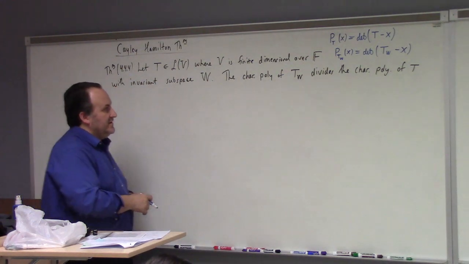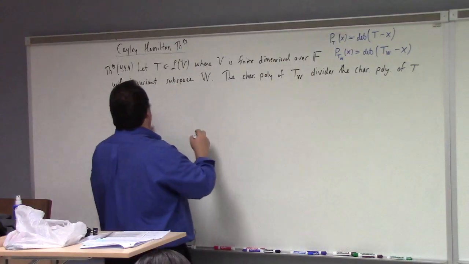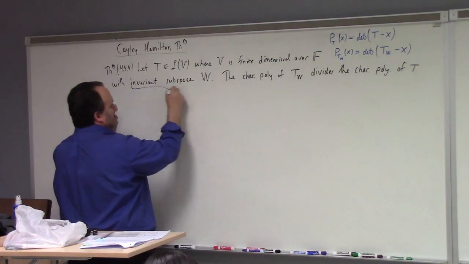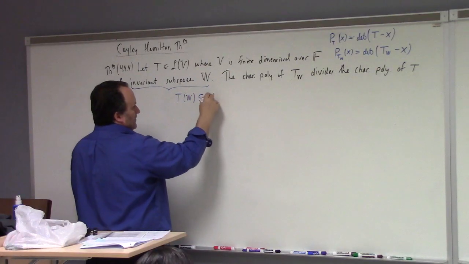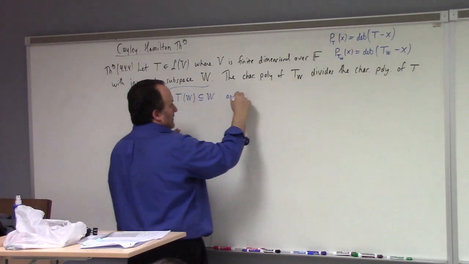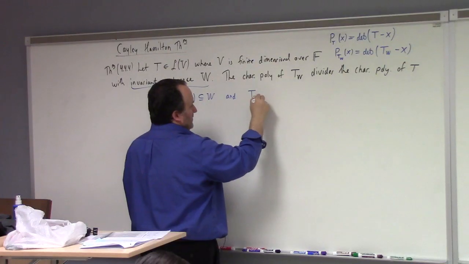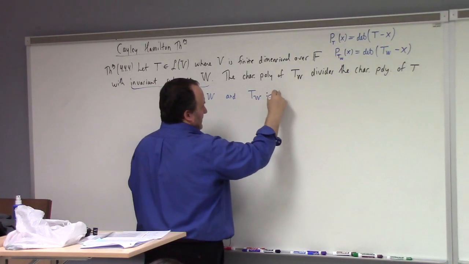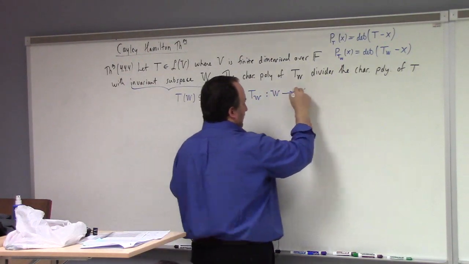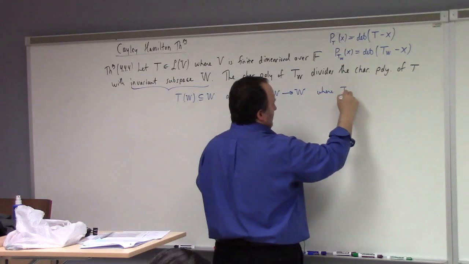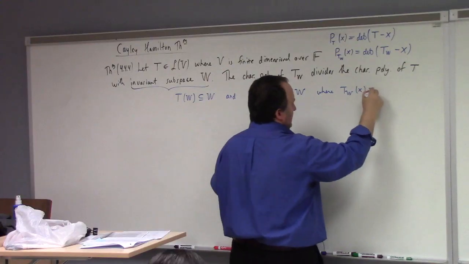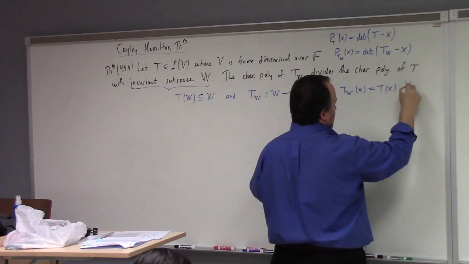Now this T sub W, remember, so invariant subspace W, that tells us what? That tells us that T of W is a subset of W, and so therefore we can define T sub W, a mapping from W back to W again, right? Where T sub W of X is just equal to T of X for all X in W, right?